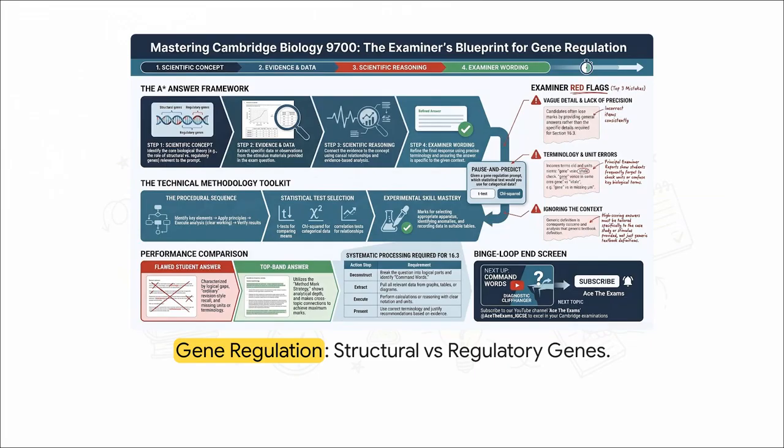Finally, focus really closely on the examiner red flags on the right side of this gene regulation diagram. Students consistently lose marks by giving general answers rather than specific details. They confuse fundamental terms. Actually, scratch that, it's worse. They literally swap the word gene for allele, or write gene when they specifically mean allele. And the biggest red flag? Ignoring the context entirely. A high-scoring answer tailors the concept of structural versus regulatory genes specifically to the case study provided in the exam, not just some memorized paragraph from a textbook.